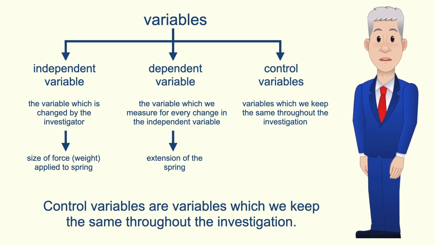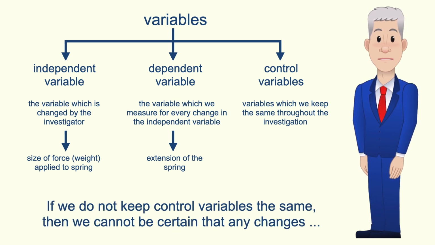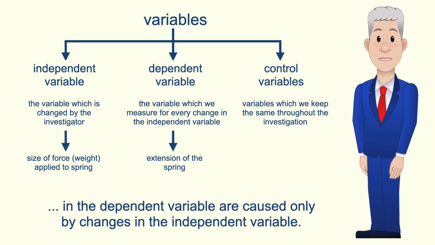Control variables are variables which we keep the same throughout the investigation, and it's very important that you learn the reason why. If we do not keep control variables the same, then we cannot be certain that any changes in the dependent variable are caused only by changes in the independent variable.